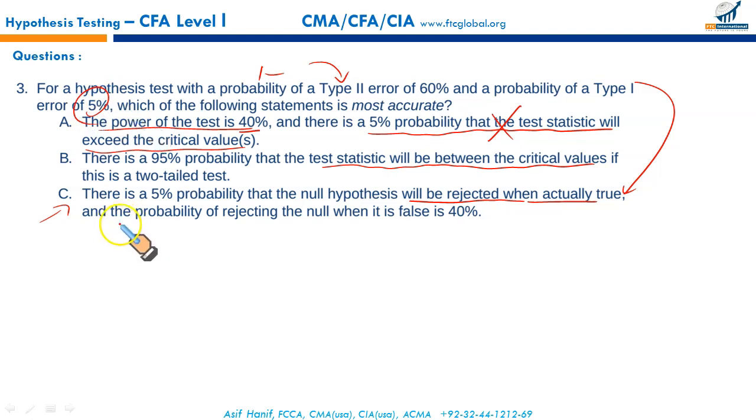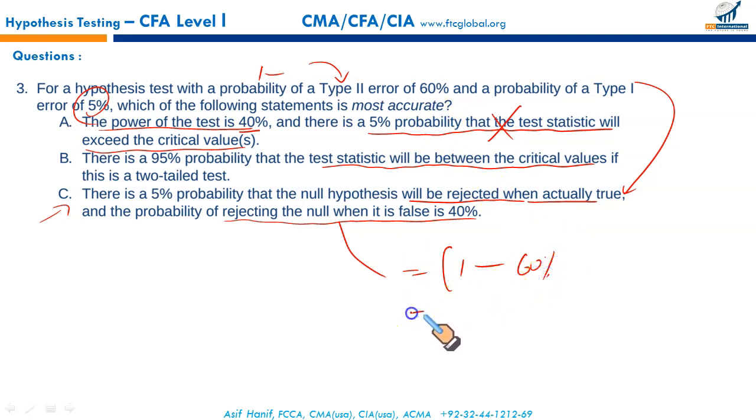And then the probability of rejecting the null when it is false is 40%. So probability of rejecting a false null is given by 1 minus the type 2 error, which is given here as 60%. So it's going to be 40%. So yes, it perfectly makes sense. C is the correct option.